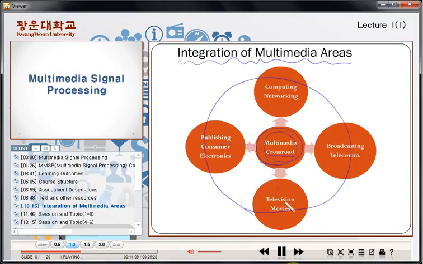For example, television programs and movies can be transferred to broadcasting and telecommunication areas as multimedia contents. Especially here, computing means multimedia signal processing. So networking means multimedia communication. And computing and networking are the basic fundamentals of the other multimedia areas. Okay?